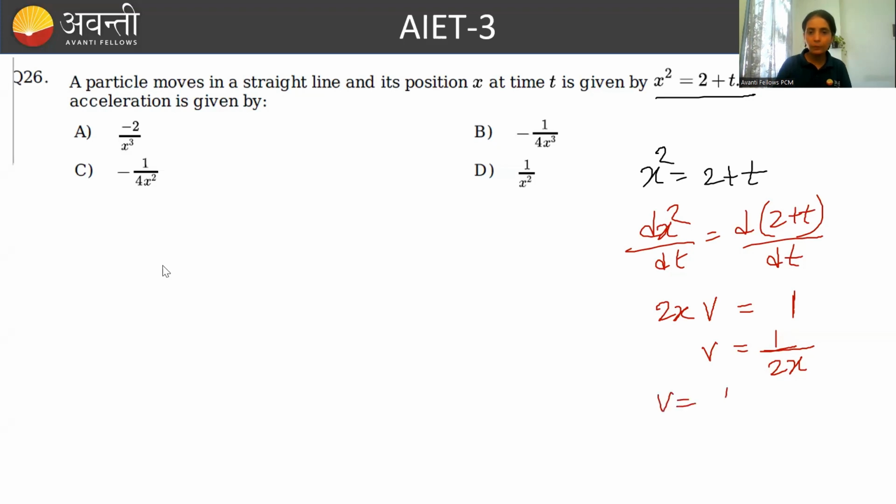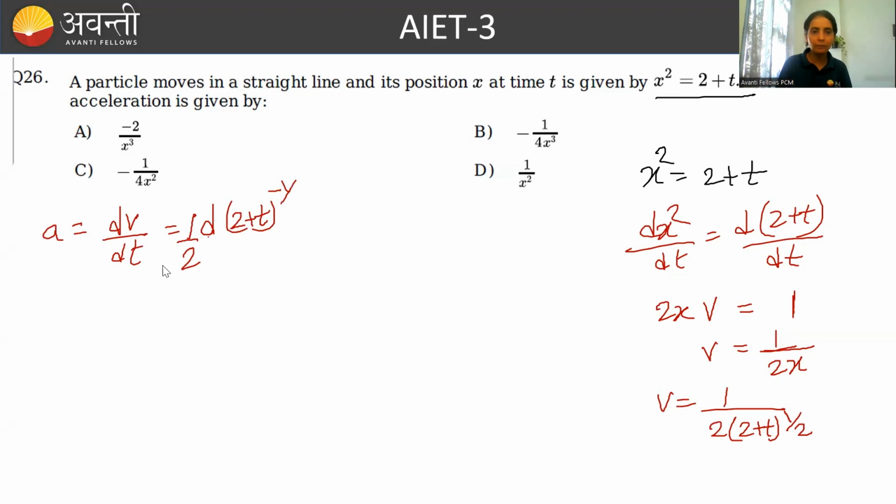So v is equal to 1 by 2 times the value of x, which is 2 plus t to the power half. Then x square is 2 plus t, so x will be this. Now we have to calculate the acceleration. How will you find acceleration? dv by dt. Now put the value of v. Take 1 by 2 outside, and this is 2 plus t to the power minus half. Done, because velocity here can be written as 2 plus t to the power minus half divided by 2.